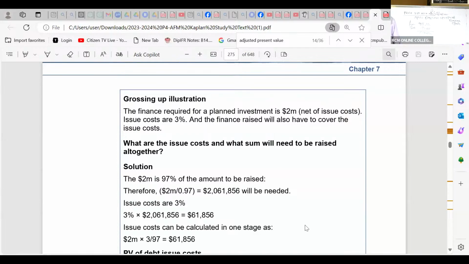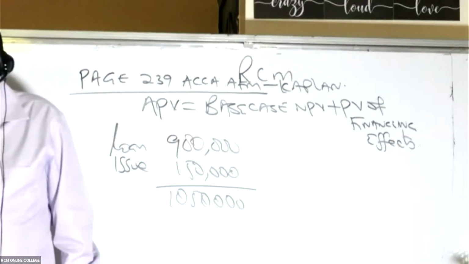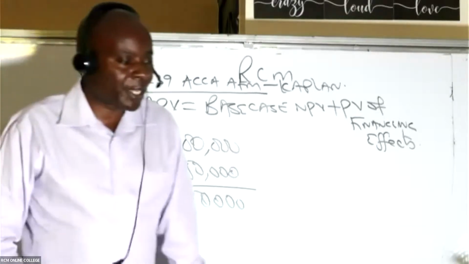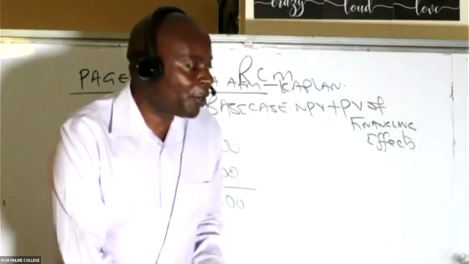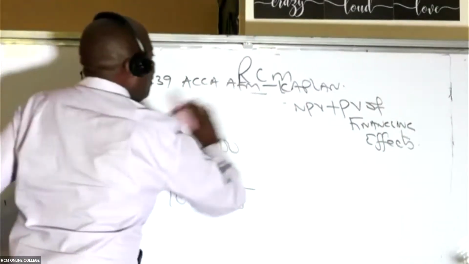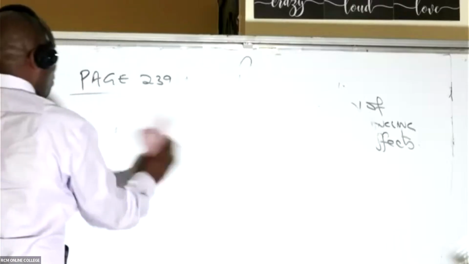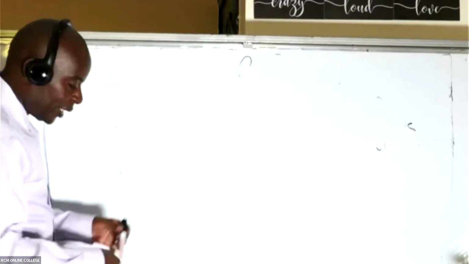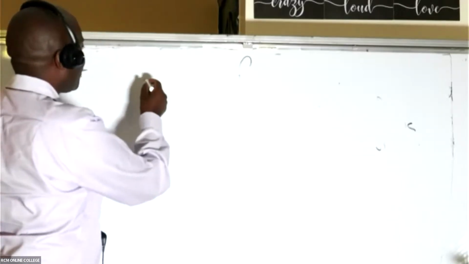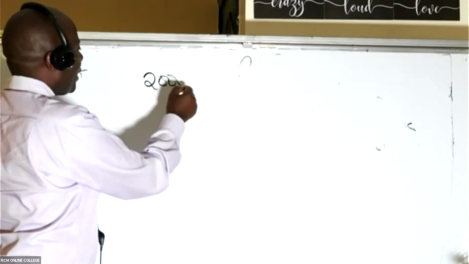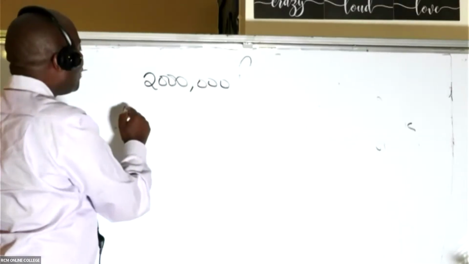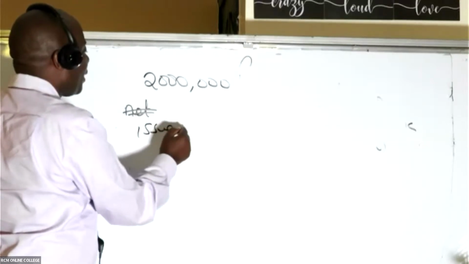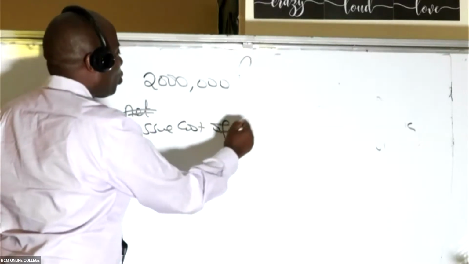Now, ladies and gentlemen, how much do we want to raise? We want to raise 2 million Kenya shillings. So to raise these 2 million Kenya shillings, this is what we are doing. We get net of 2 million shillings. We need to pay an issue cost of 3%.